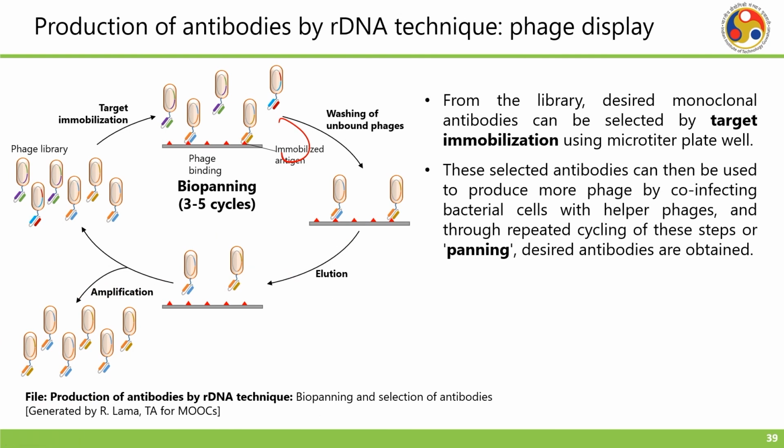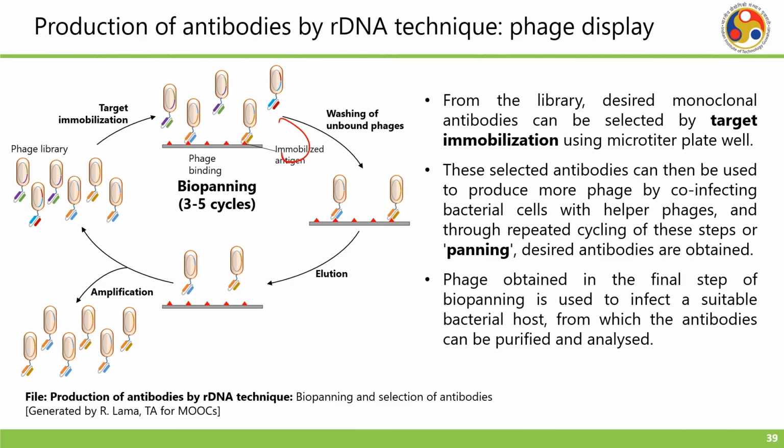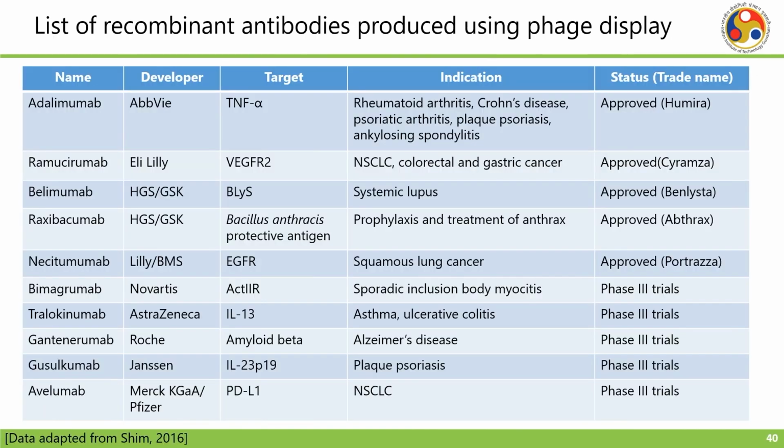The selected antibodies can then be used to produce more phage by co-infecting bacterial cells with helper phages, and through repeated cycling of these steps or panning, desired antibodies are obtained. Phage obtained in the final step of biopanning is used to infect a suitable bacterial host, from which the antibodies can be purified and analyzed. So, here is a list of recombinant antibodies produced using the phage display technology.